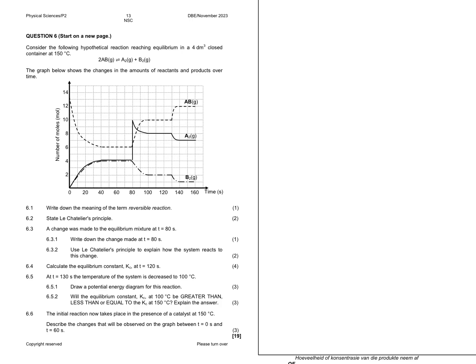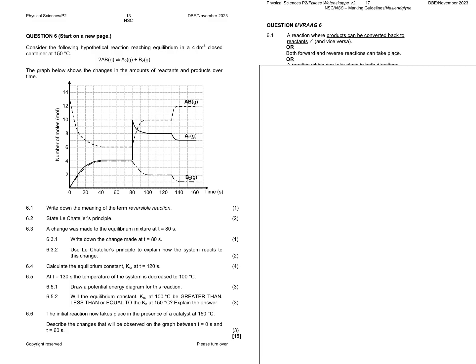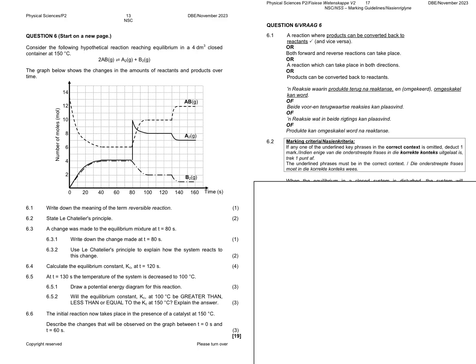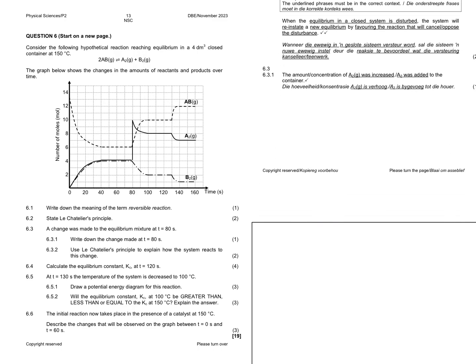Okay, so for question 6, question 1 is obviously a definition question again. Write down the meaning of a reversible reaction. It's a reaction where products can be converted back into reactants and vice versa. Then they want you to state Le Chatelier's principle. This is a terrible definition. We hate marking it in the finals, but anyway, there's a whole lot of versions that they'll accept.